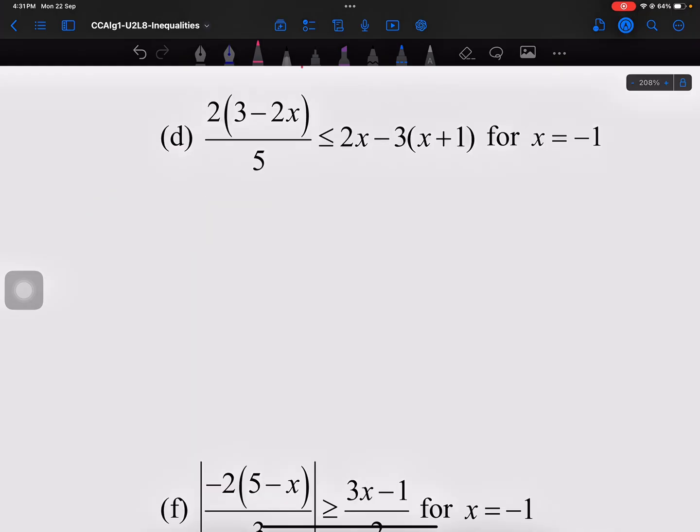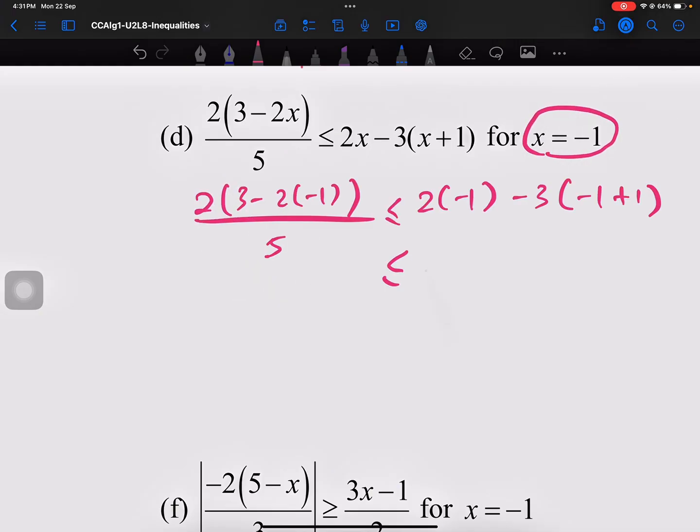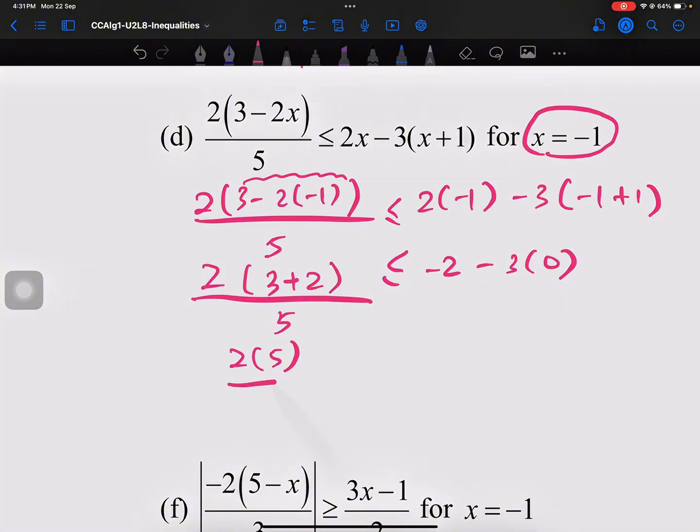I will substitute all the x with negative 1. Negative 2. This one becomes minus 3, 0. Okay, I settle the bracket first. So it is 3 plus 2 over 5. Then it is 25 over 5 less than negative 2. And you can cut here, become 2 less than negative 2. It is false.